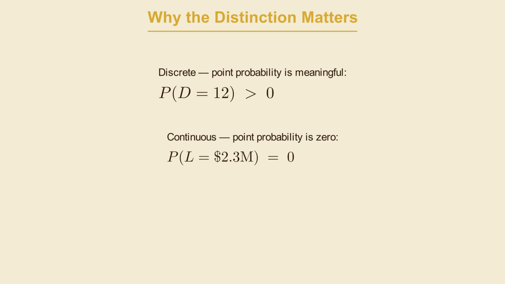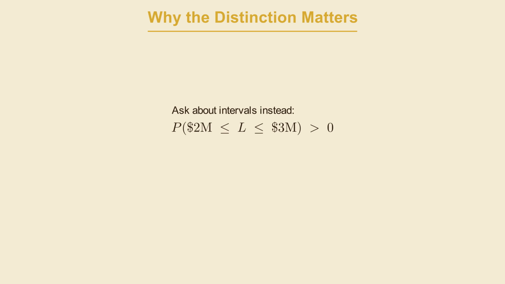Only intervals do. So the question you actually want to ask is what is the probability that the loss falls between $2 million and $3 million, for example? That ends up being a question with a real non-zero answer. The exact point questions do not.